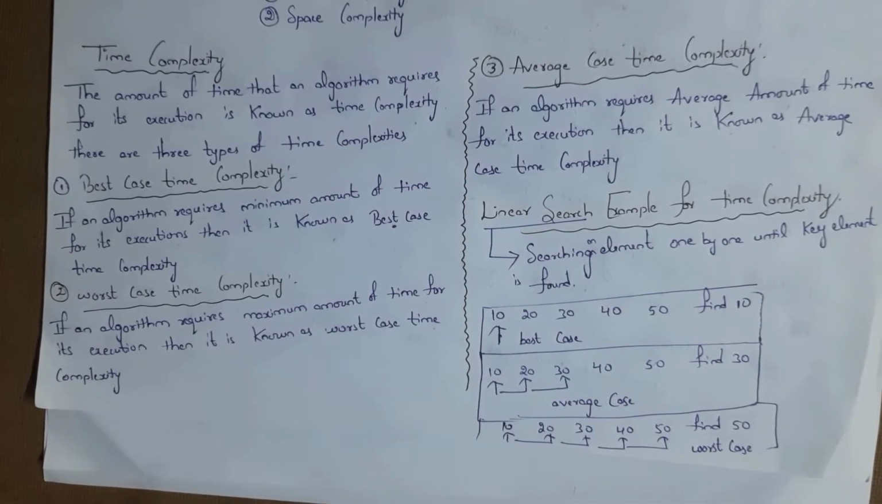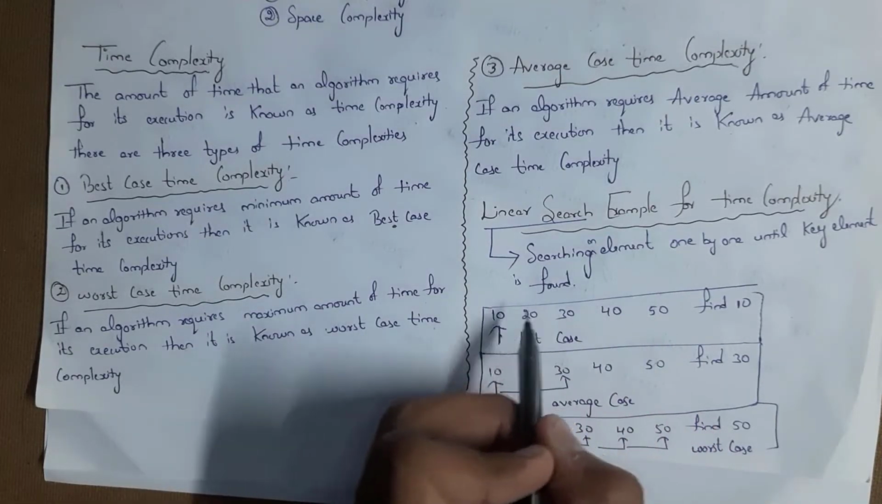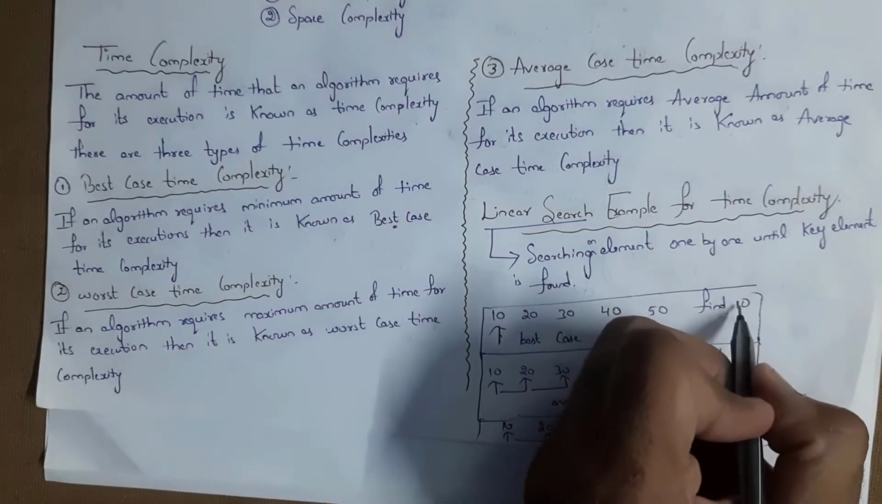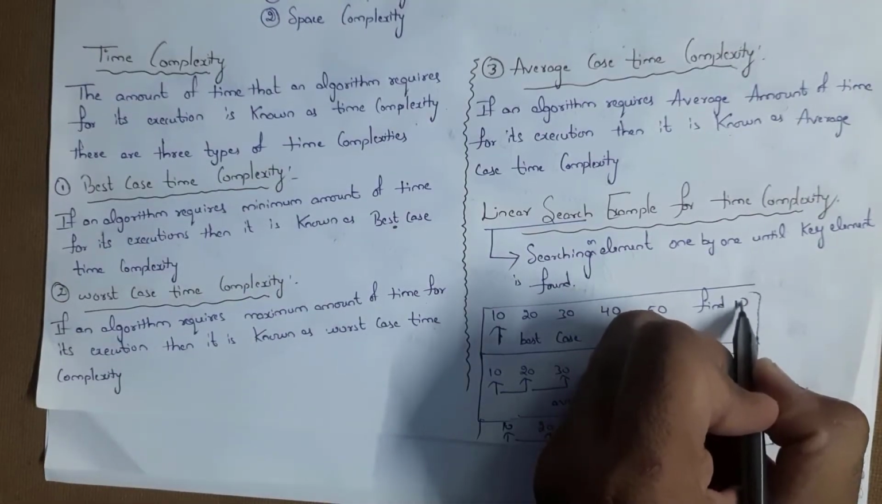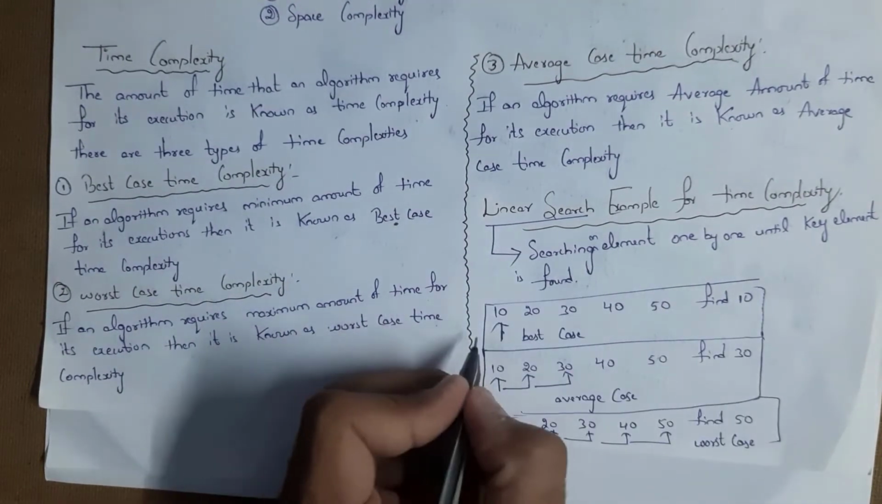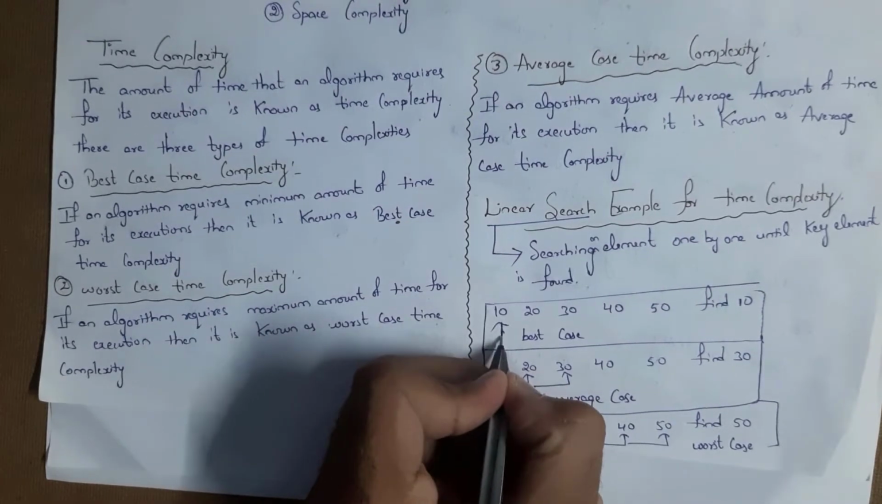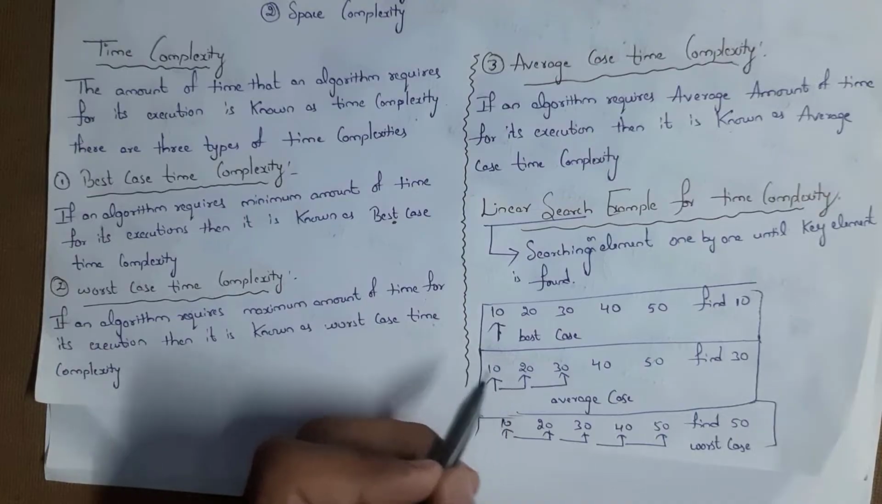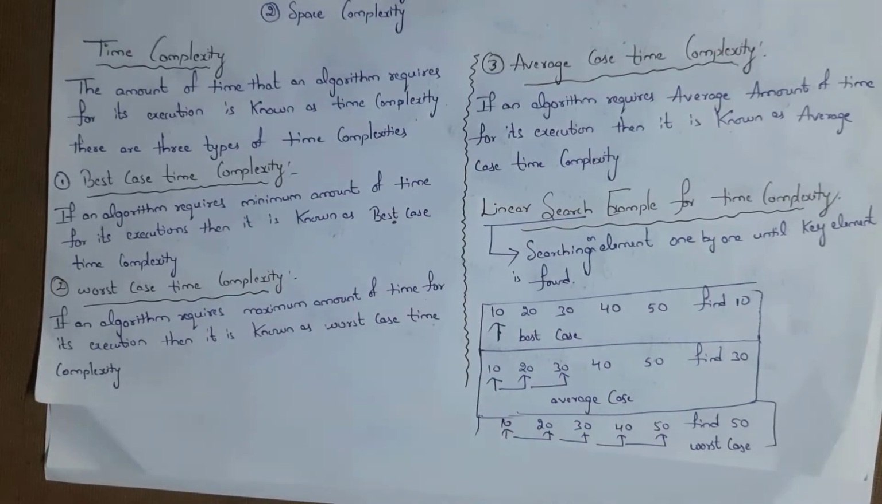Here I took an example. There are 5 elements, that is 10, 20, 30, 40 and 50. In this I want to find element number 10. So we will start from the first. Here the first element is 10. So we got our required element at first. So it is known as best case time complexity.